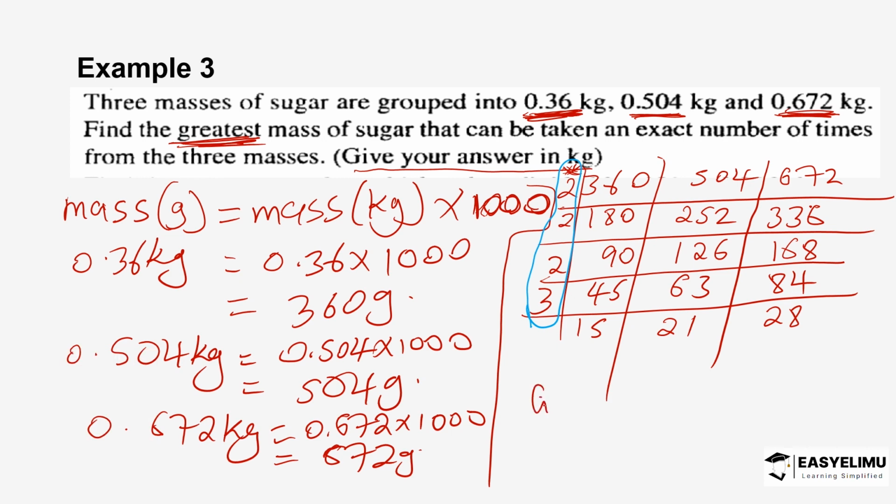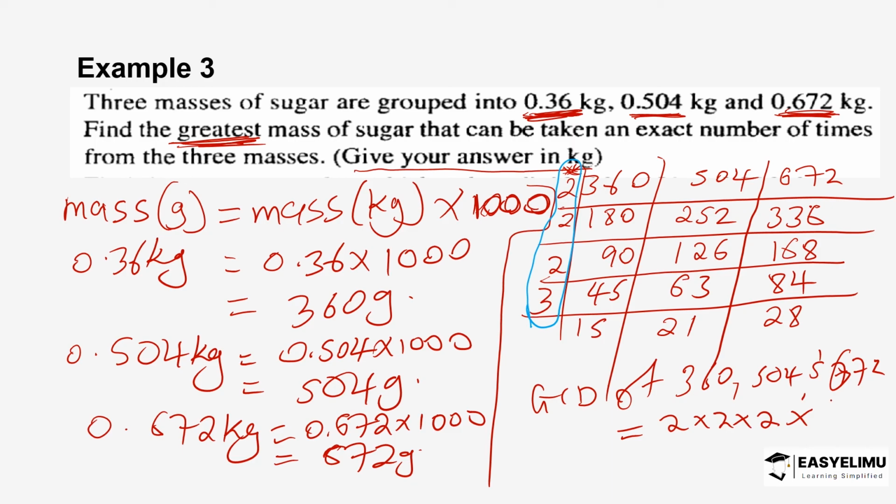So GCD of 360, 504, and 672 is equal to 2 by 2 by 2. 2 is appearing 3 times, and then by 3. So this is going to be 8. 2 by 2 by 2 is 8. 2 times 2 is 4. 4 by 2 is 8. And 8 times the last one there, 3, is going to give us 24.